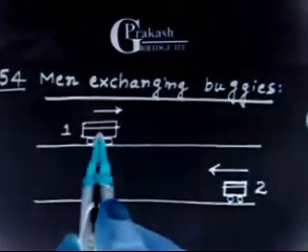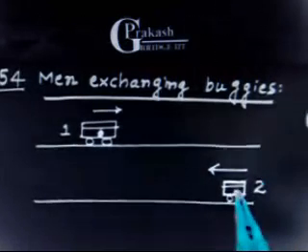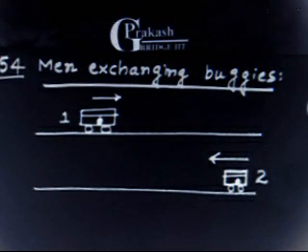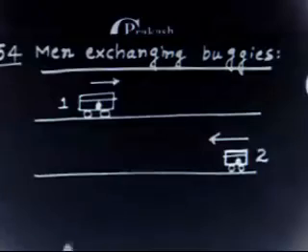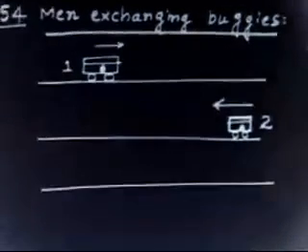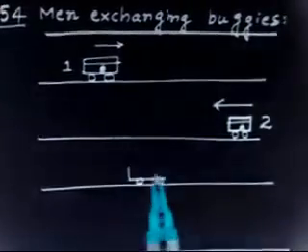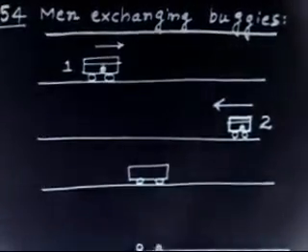Both buggies have a mass m. Inside this there is a man, and there is a man inside this buggy also. They are coming towards each other. So let me read. When the buggies get opposite to each other, the man exchanges their places by jumping in the direction perpendicular to the direction of motion. So let us say after some time the situation is something like this. This buggy reaches this position, and this buggy also reaches this position.